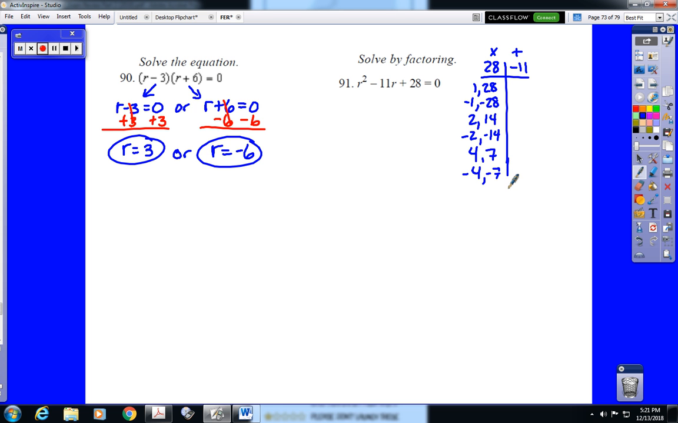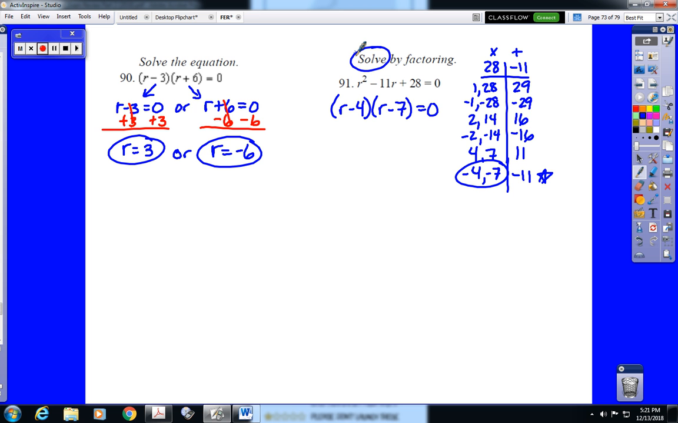There they are. That's every pair of numbers that multiplies to equal positive 28. So we add them up, and we find the one that equals negative 11, which would be negative 4 and negative 7. So this would become r minus 4 and r minus 7 equals 0.